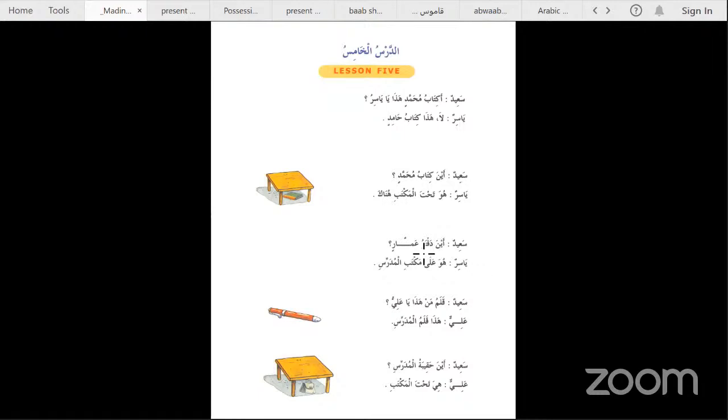Sa'id: Aina daftaru Ammarin. Again, mudaf, mudaf ilayhi. Where is the notebook of Ammar? Yasir replies, Huwa ala maktabil mudarrisi. It is on top of the teacher's desk, or the desk of the teacher. Now you see here, ala is coming before maktab and it gets a kasra. And it's mudaf. Al-mudarrisi is getting the kasra because the ruling is that the mudaf ilayhi is always in the genitive case, in the case of majroor.